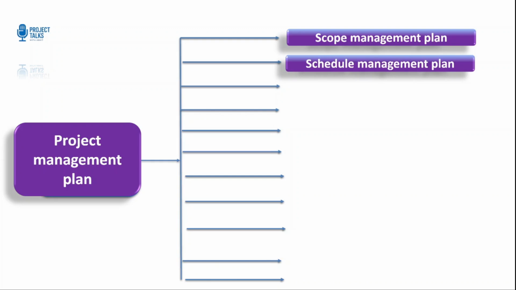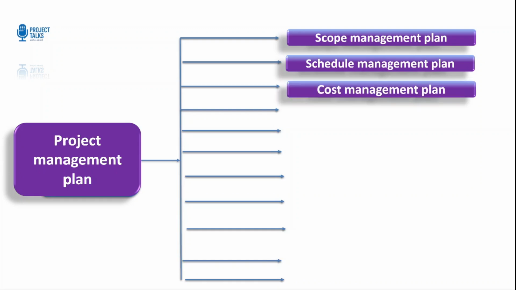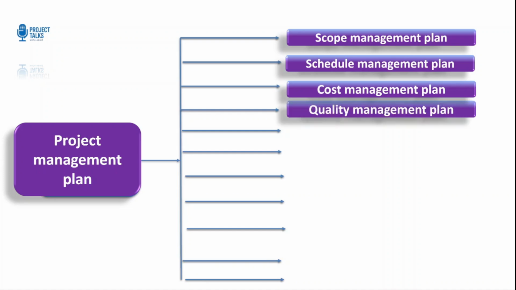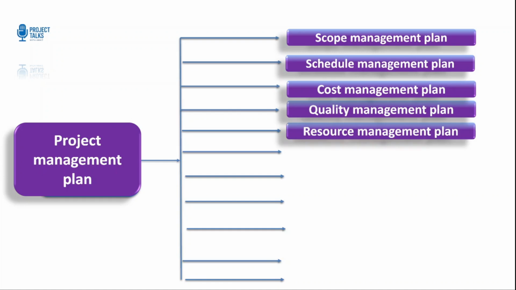Next is the schedule management plan, which explains how the project timeline will be built, monitored, and updated. Then we have cost management plan, which helps us manage budget and control cost effectively throughout the project. Then we have quality management plan, ensuring that the project deliverables meet the agreed standard, while the resource management plan deals with assigning and managing the right people and material.